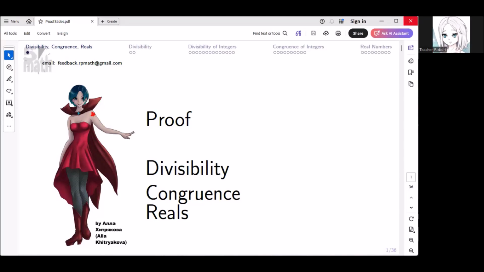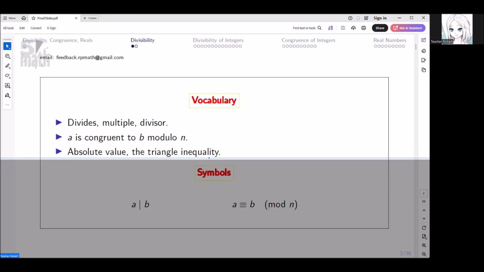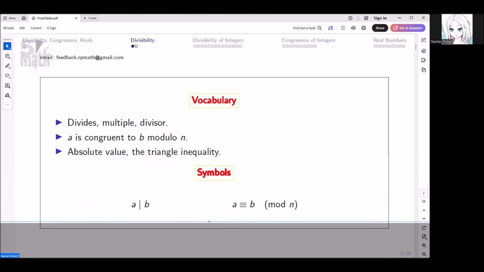Proof, divisibility, congruence, reals. Vocabulary: divides, multiple, divisor. A is congruent to B modulo n. Absolute value, the triangle inequality. Symbols.